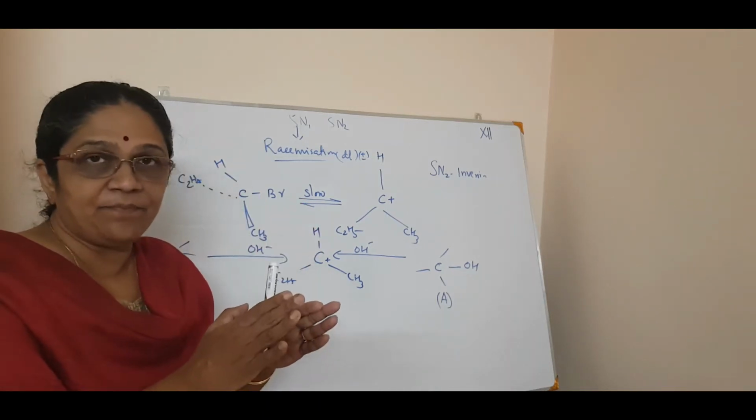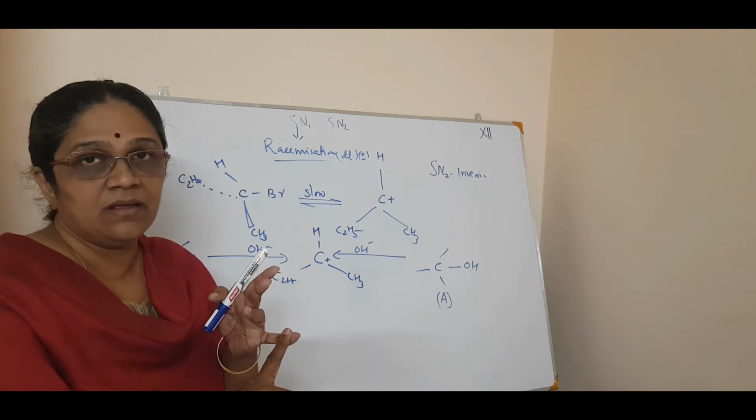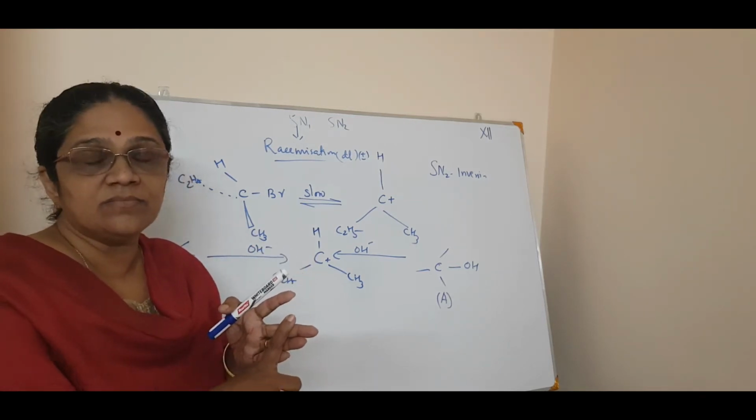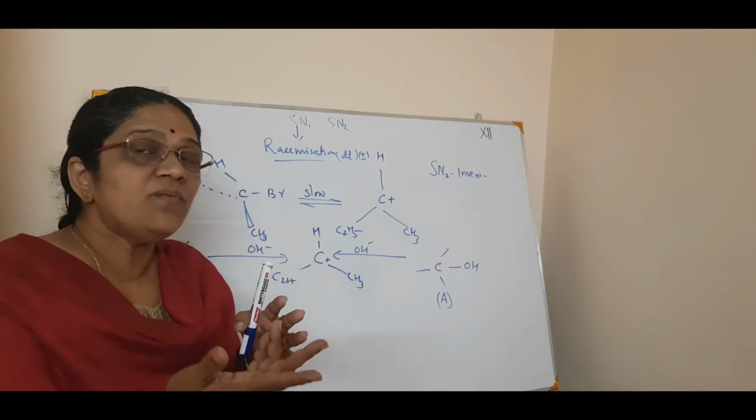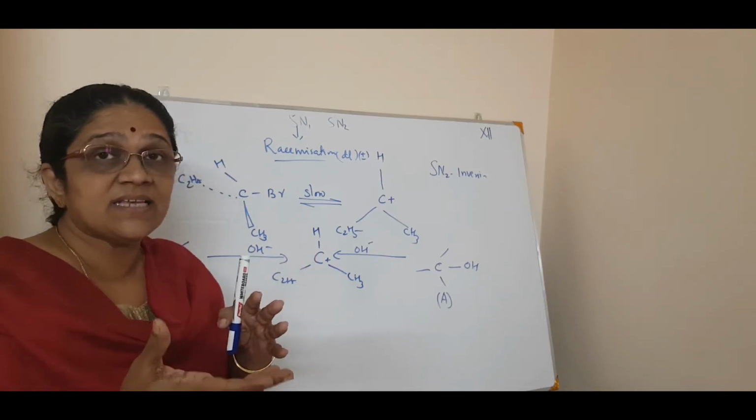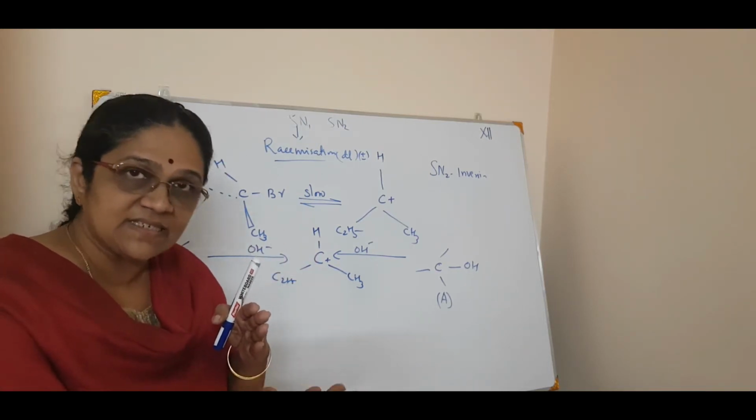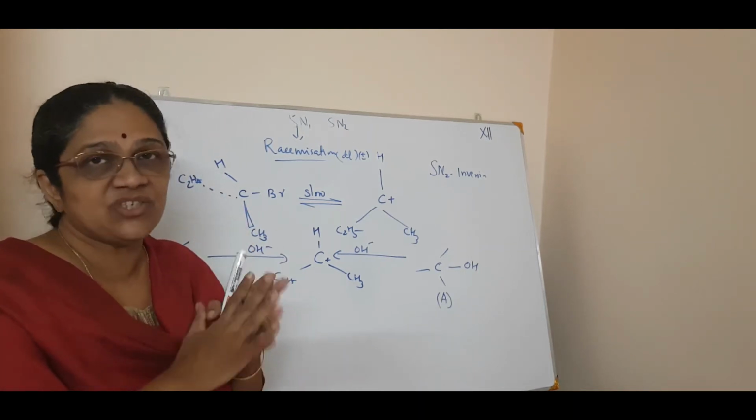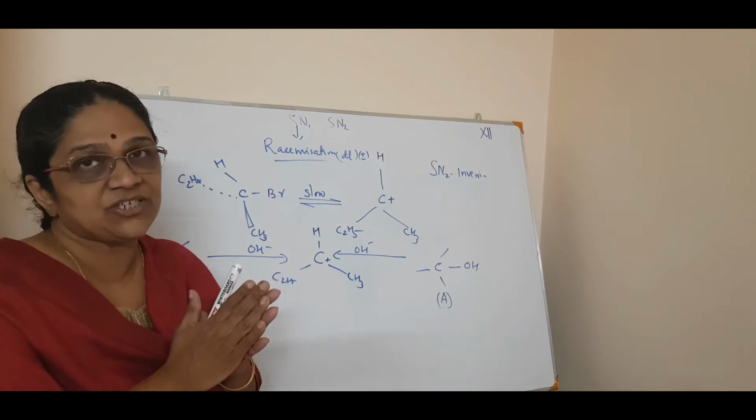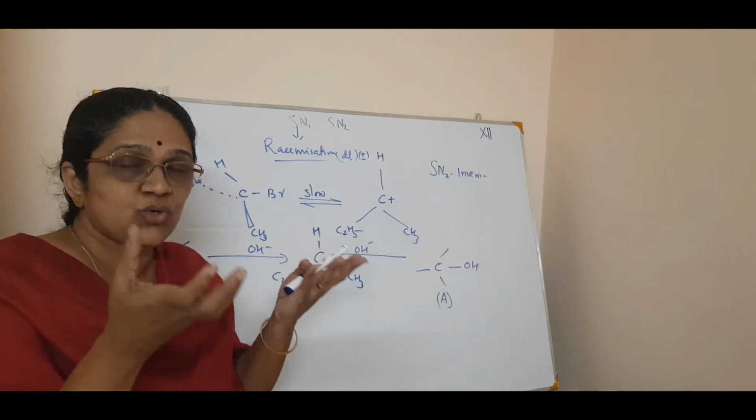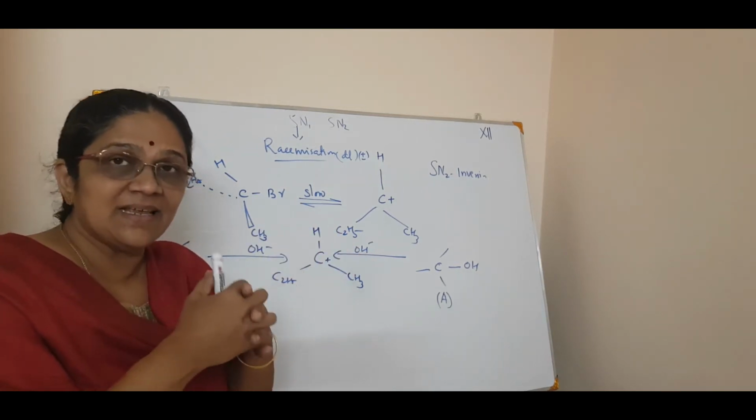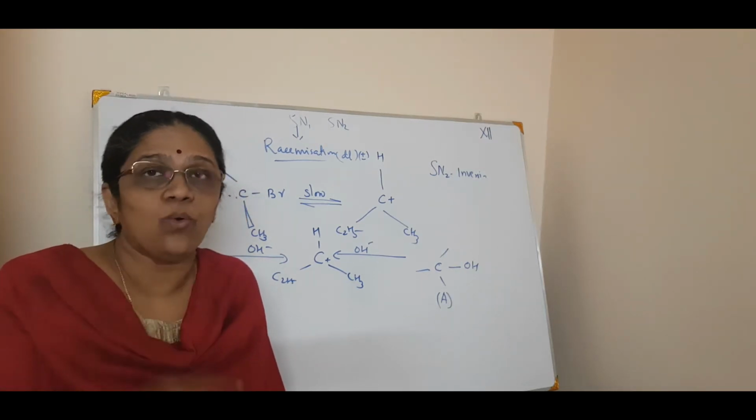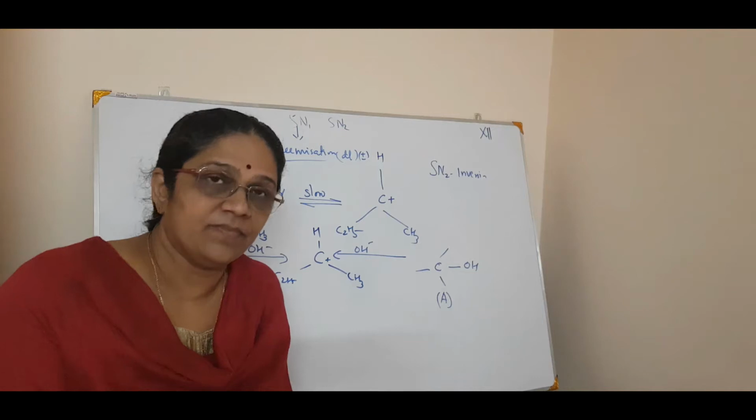SN2 is always the same. There is an inversion of configuration. It is bimolecular and its rate is second order. So it is always the same. But in SN1, as we studied, in general cases there is no inversion of configuration, but it results in racemization. And you know what racemization is? An equimolar mixture of two enantiomers results in a mixture in which the optical activity is 0. Correct? So that is clear.